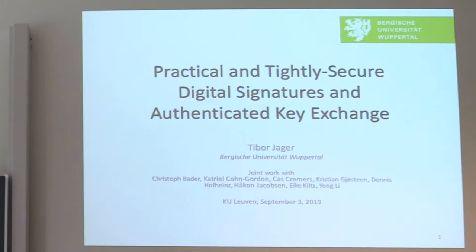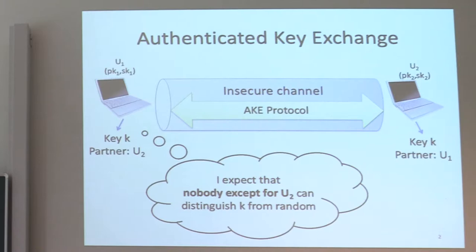Okay, so first of all, very quickly, what is authenticated key exchange? We have two parties, say user U1. This user has a public key and the corresponding secret key. User U2 has a key pair as well. These are the long-term keys of both parties. These two users are connected over an insecure channel, and they run a cryptographic protocol, an AKE protocol. The result of this protocol is a shared key K. Essentially, the security guarantee that each user expects from this protocol is that nobody except for the other user knows any meaningful information about this shared key. More formally, an attacker shouldn't be able to distinguish K from random.